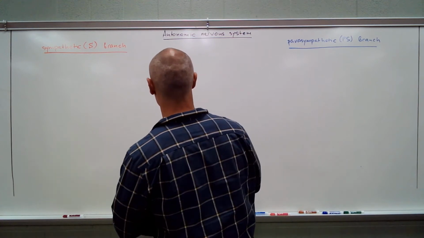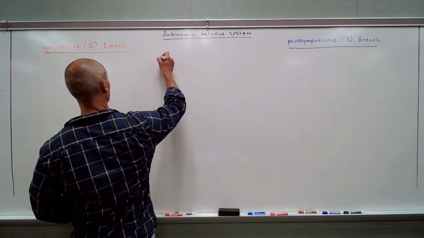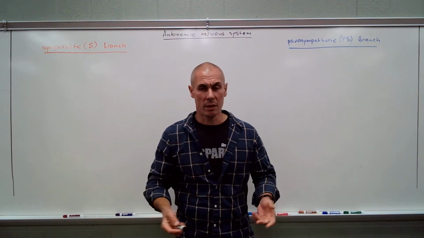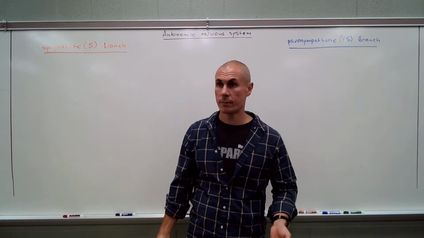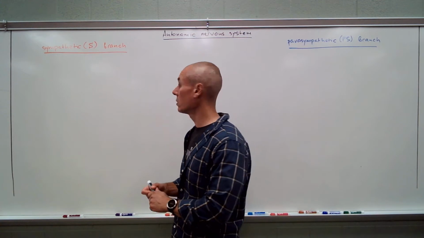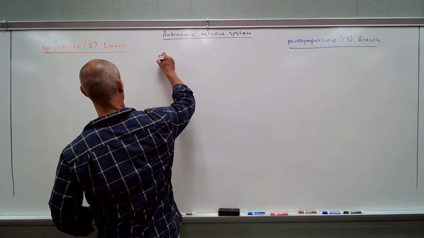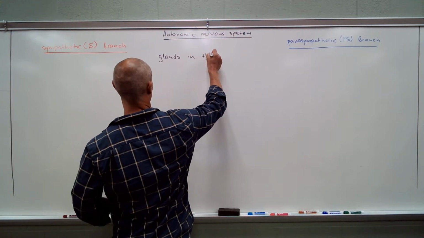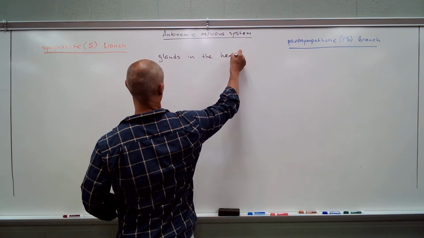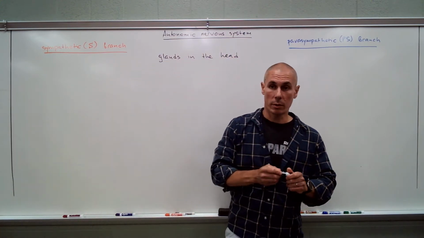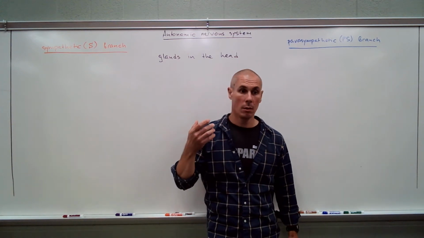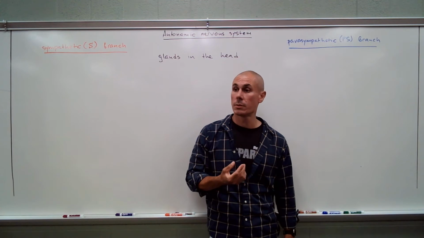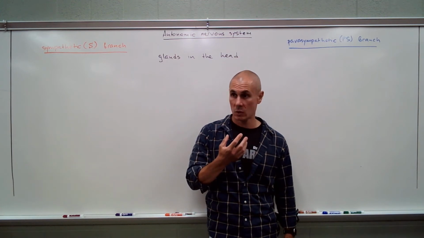So let's start here. First one, in the head. What do we have? We have a bunch of glands. Does that make sense? I'm talking lacrimal, your tears, nasal, mucus in the nose, and salivary. Okay?